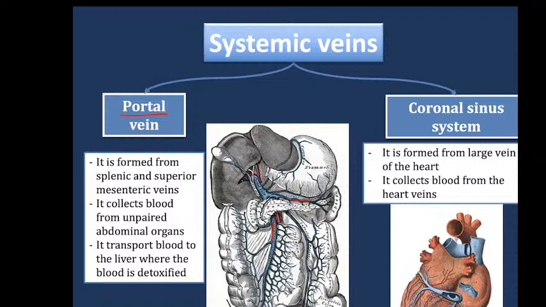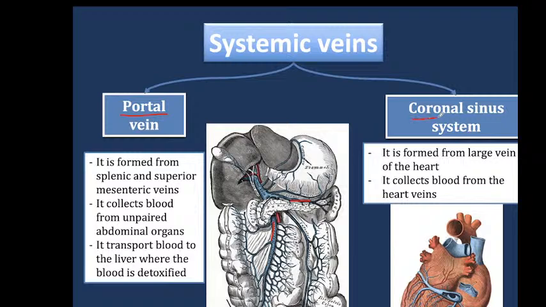So the liver is the organ that protects the body from these toxic substances. Okay, this is the portal venous system, the third venous system in our body.